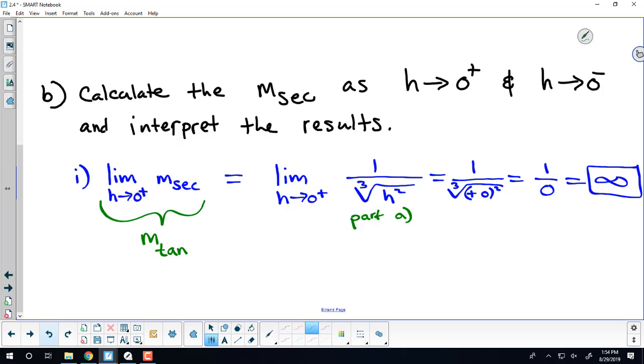We have to interpret our results, and it's going to be the same for each limit, so we might as well interpret our results, since we've already said that if I compute this limit, I get the slope of a tangent line. So I'm just going to do that in a different color here.